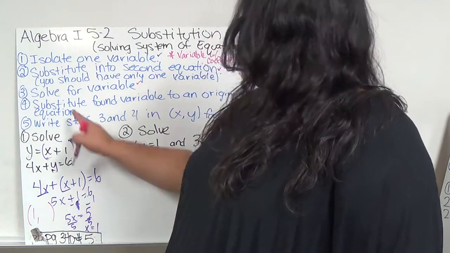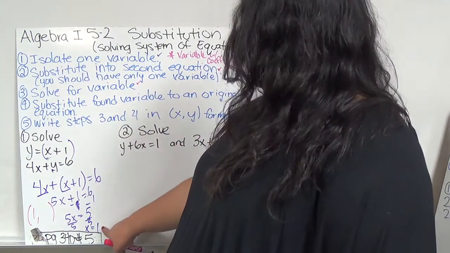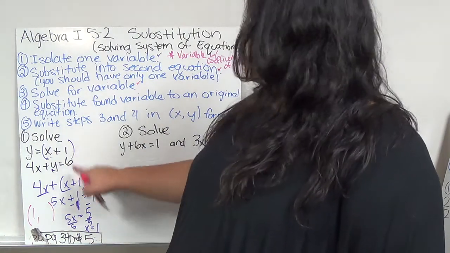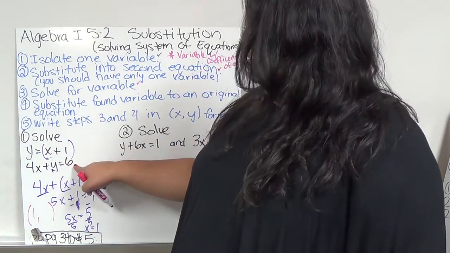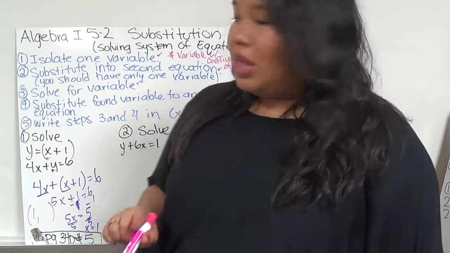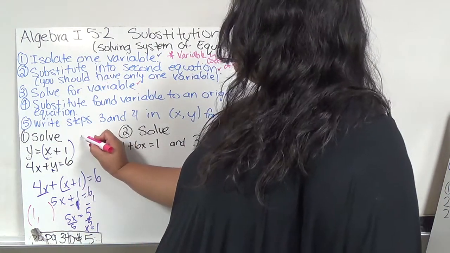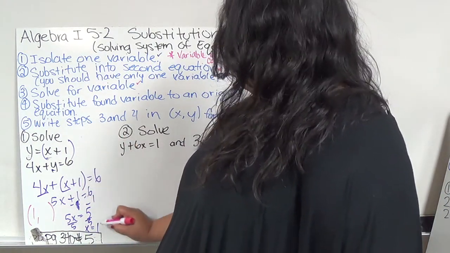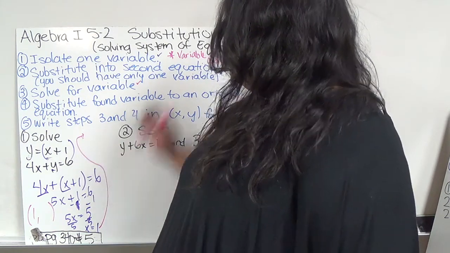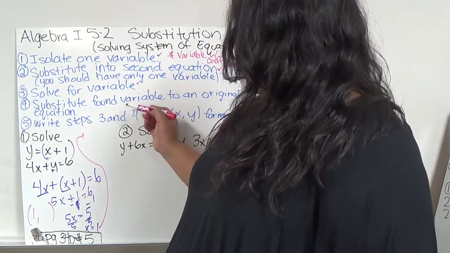equals 1. Now we're going to substitute the found variable into an original equation. It doesn't matter which one; I can put it back into either, because it's supposed to be an answer for both of them. But I'm going to choose the top one because the top one is easier.